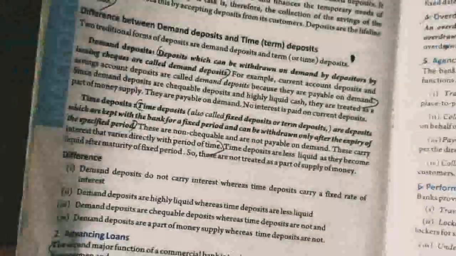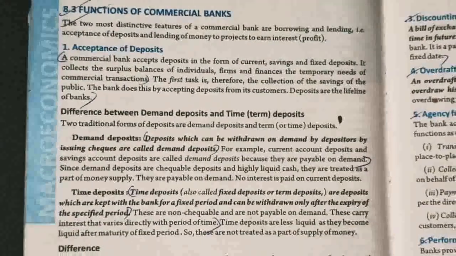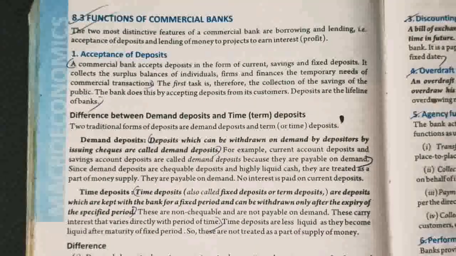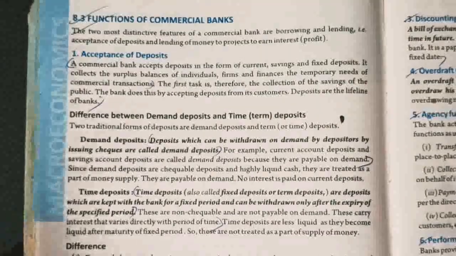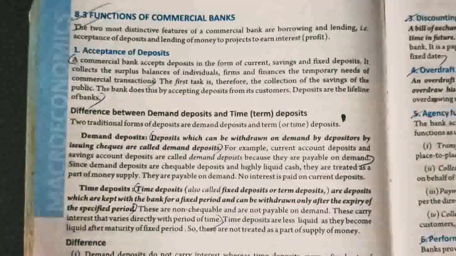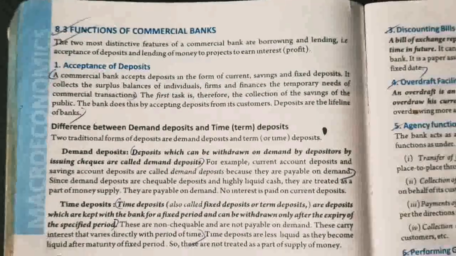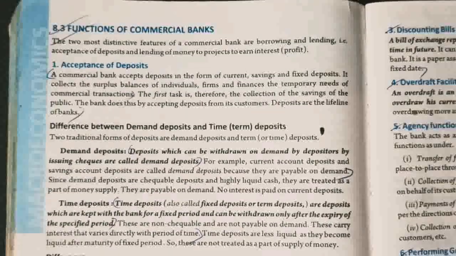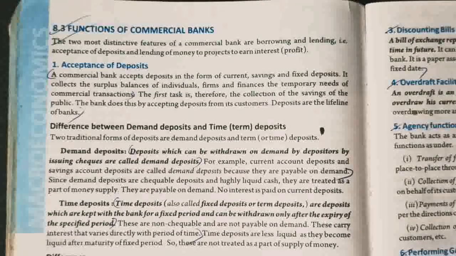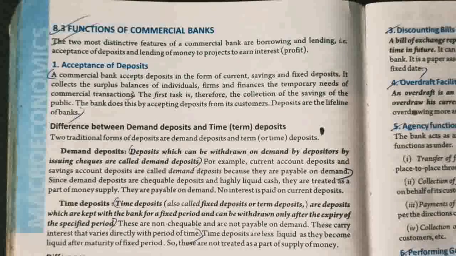Now coming to the functions of commercial banks, first we will discuss the primary functions. One is acceptance of deposits and two is advancing loans. First, acceptance of deposits. Acceptance of deposit means accepting money from the public. A commercial bank accepts deposits from the public in the form of current account, savings account, and fixed deposits.